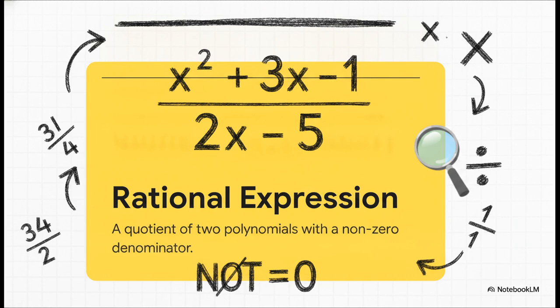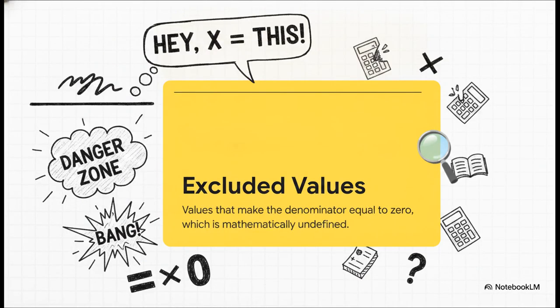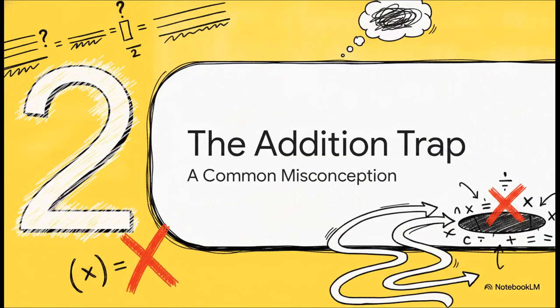But you've got to notice that crucial condition at the end there, with a non-zero denominator. Because a rational expression is a fraction, the denominator represents division. And as we all know, dividing by zero completely breaks the laws of mathematics. It is mathematically undefined. Therefore, the denominator is essentially a danger zone. Any variable value that makes that denominator equal zero is what we call an excluded value, or a restriction. Before we do any actual math, we always have to scan the denominator and declare, hey, x cannot equal this number.